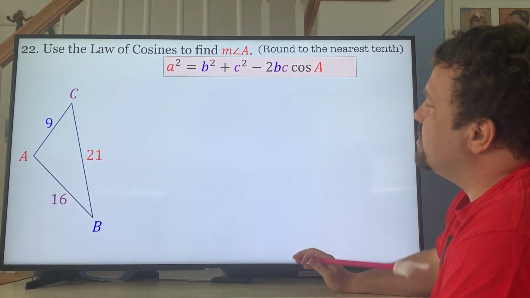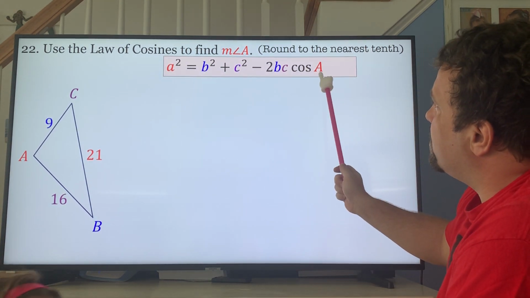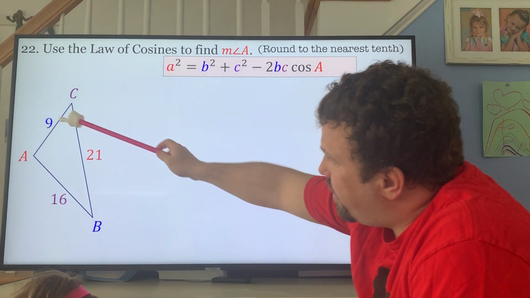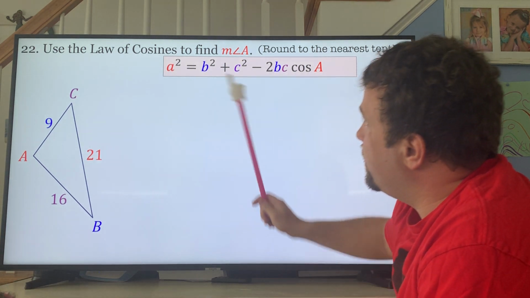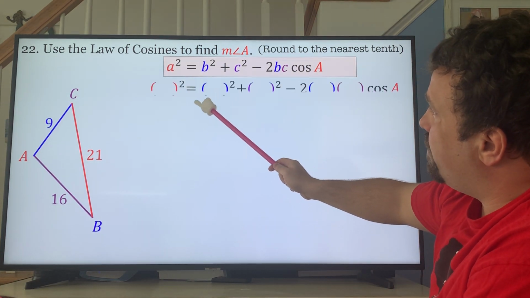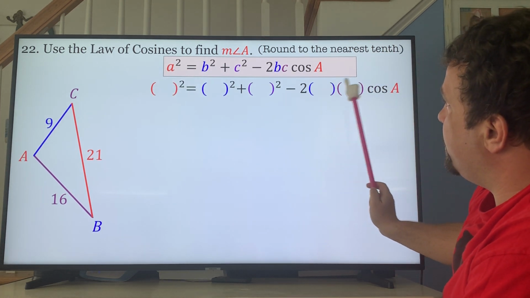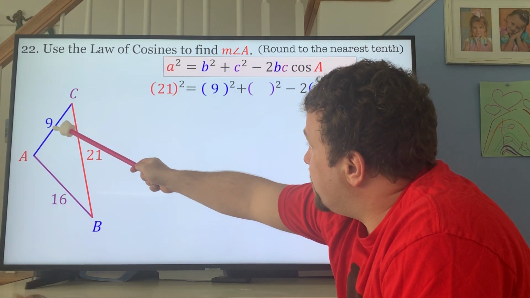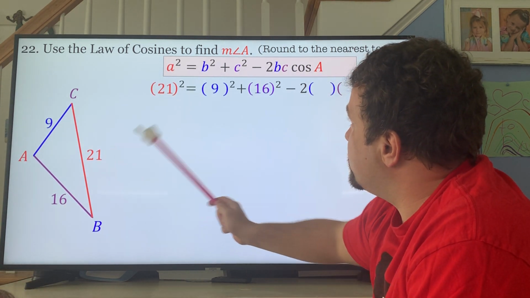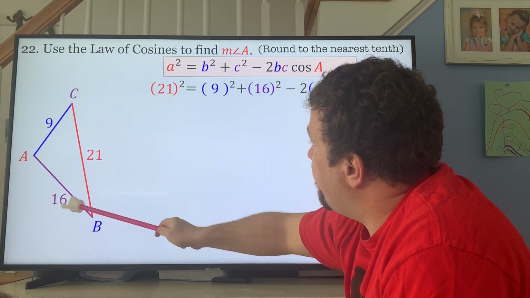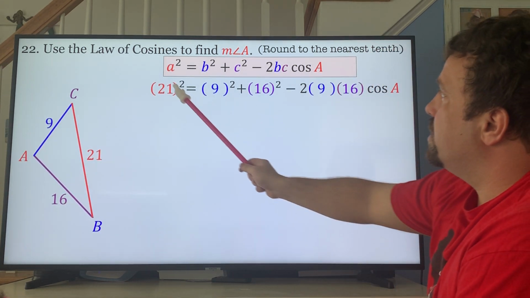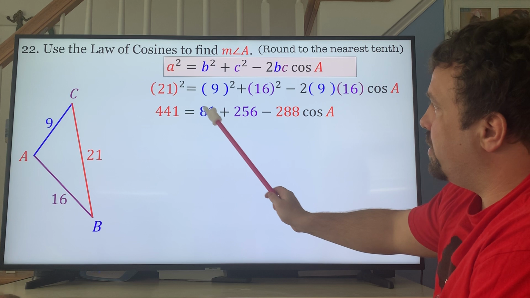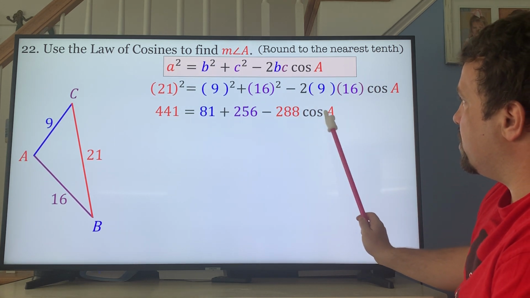Now, use the law of cosines to find angle A. Since we're finding an angle, we're going to use this equation. A is across from a, B is across from b, C is across from c. So a squared equals b squared plus c squared minus 2bc cosine A. So 21 squared equals 9 squared plus 16 squared minus 2 times 9 times 16 times cosine A. Square this, square this, and multiply these three numbers. These things give you this, cosine A.